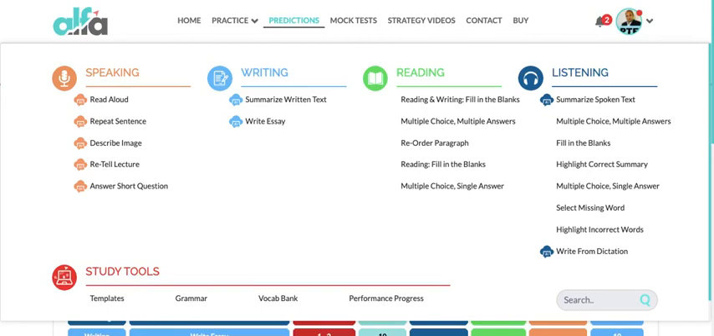Then the next type of question that we have is highlight incorrect words. In highlight incorrect words, you are given a transcript, and there will be a few words that will be replaced in the transcript. So make sure that you identify those words as we go, clicking along. So that's the job we need to do.